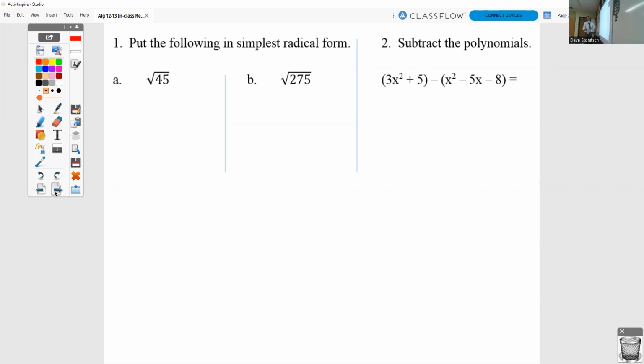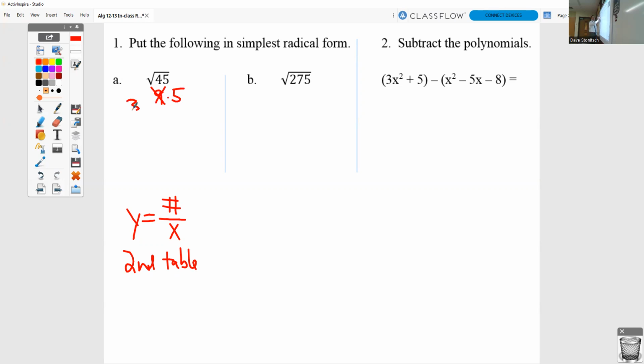all that you have to do is, it says put the following in simplest radical form. So what times what equals 45? Remember that one of the ways that you could try and figure out the factors of 45 is, in your y equals, to do the number divided by x and then hit second and table. That will give you your list of factors. Remember that we're looking for one of them that needs to be the perfect square. So 9 times 5 is 45.